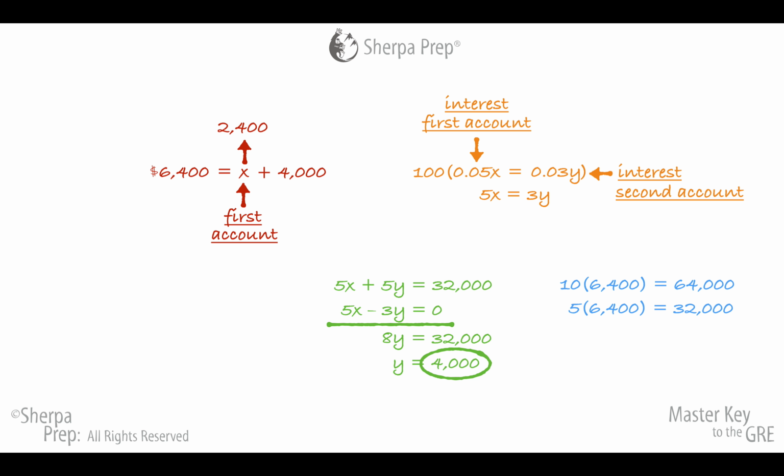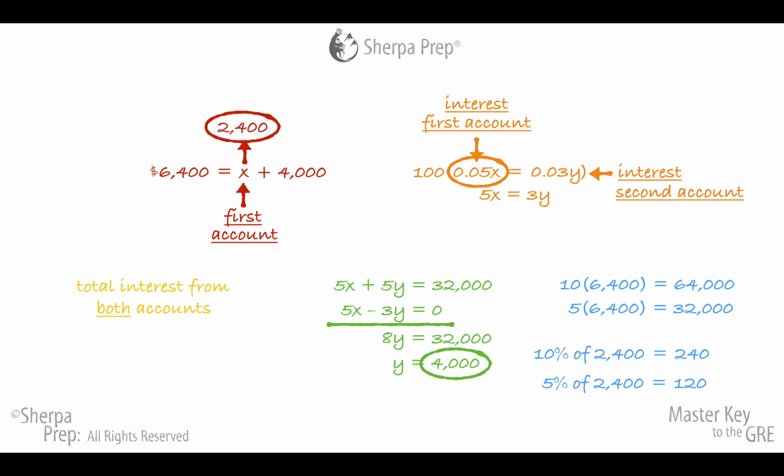Now remember our goal here. We want to get the total amount of interest earned from both accounts. Well, in the X account, we have $2,400, and it draws 5% interest. Well, 10% of 2,400 is $240, so 5% should be half of that, or $120. And remember, both accounts earn the same amount of interest, which means the Y account also earned $120 worth of interest, which means the total amount of interest drawn from both accounts is the sum of the two 120s, and 120 plus 120 is 240. And there you go. That's the reason here that 240 is the correct answer.